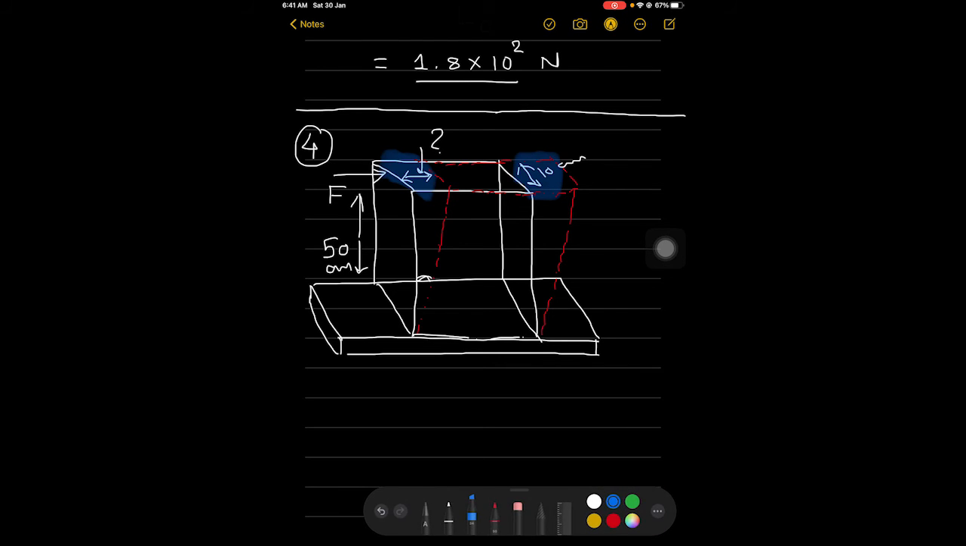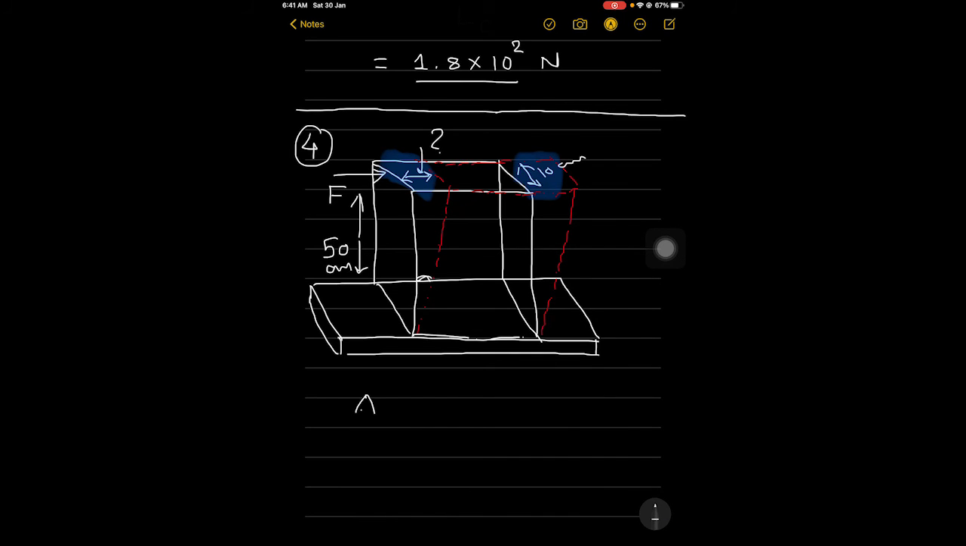So here the question is actually simple. First we apply the area on which this force is applied. So area is length into thickness, that is 50 centimeter into 10 centimeter, that is about 500 centimeter square. But in meter square, if we want to convert it, we can say that this is 0.05 meter square, as 1 centimeter is 10 raised to minus 2 meter.